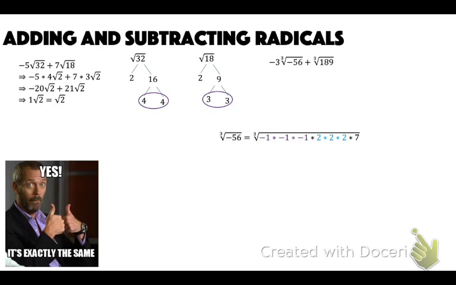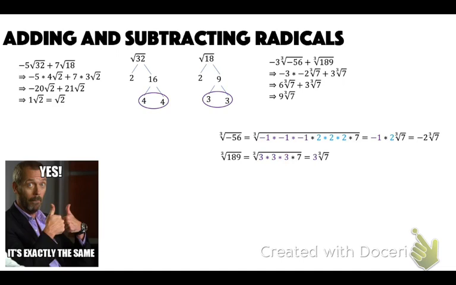And then I just did the prime factorization of 56, 2 times 2 times 2 times 7. And I end up getting negative 2 cube roots of 7. Do the same thing with 189, and I end up getting 3 cube roots of 7. So then that's going to be negative 3 times negative 2, which is positive 6 cube roots of 7, plus 3 cube roots of 7, which is 9 cube roots of 7.